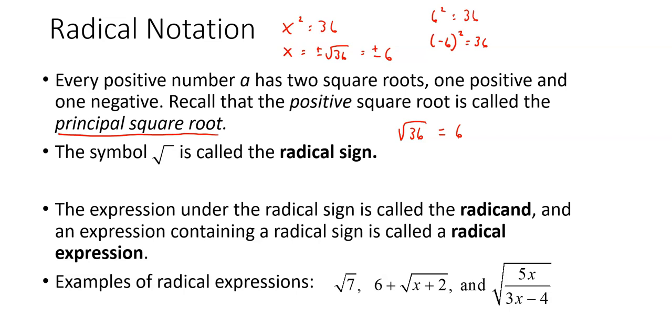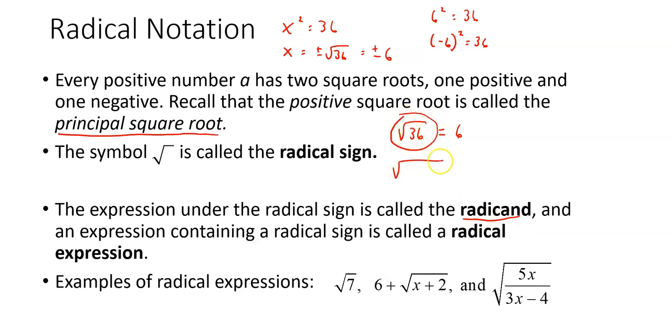That little check mark symbol on top we call the radical sign. You'll see those when we also do cube roots as well. And there are names for all of these things. So if I have the square root of 36, that 36 is called the radicand, and the expression containing the radical sign is called a radical expression. So this whole thing is a radical expression.